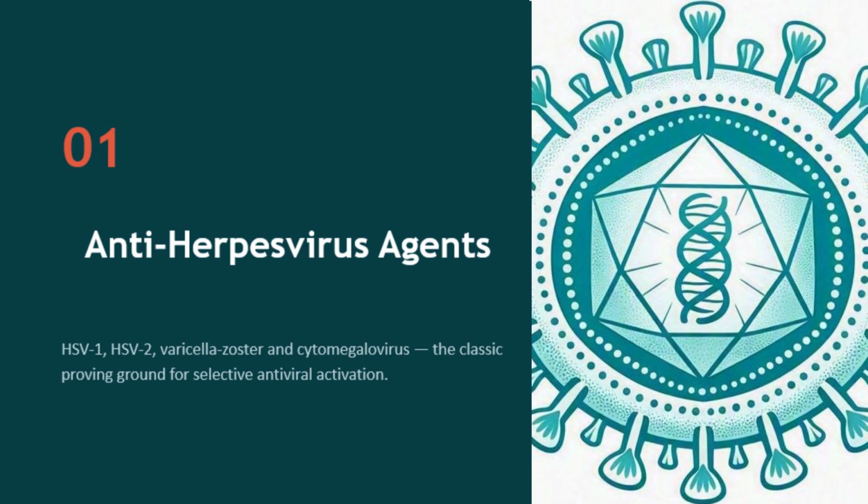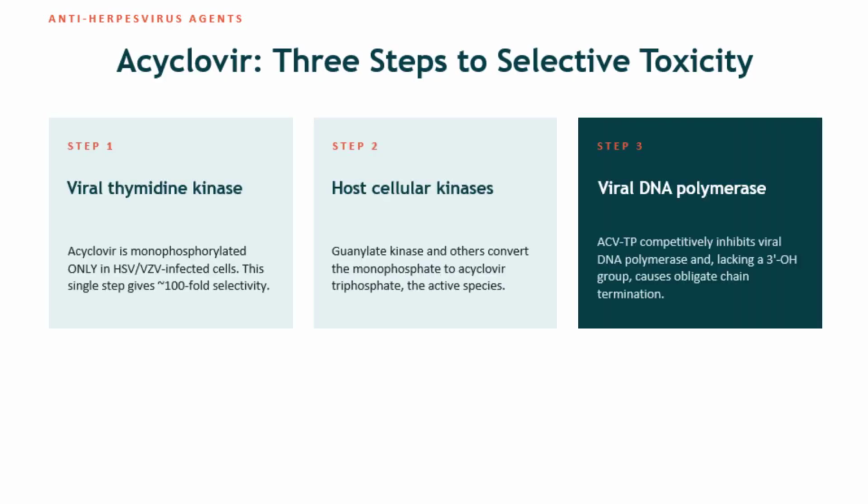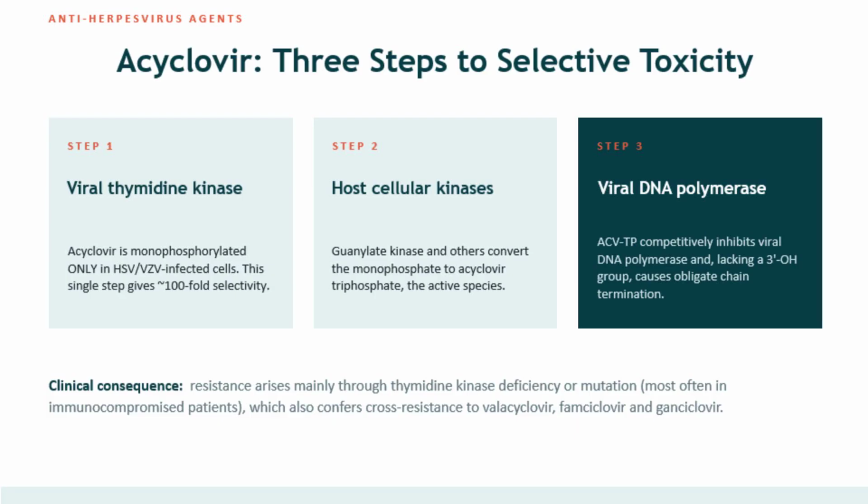Let's look at acyclovir. If you remember one mechanism from this whole video, make it this one. Acyclovir arrives as an inactive prodrug. Step 1, viral thymidine kinase adds the first phosphate, and here's the key. That enzyme only exists in infected cells. That single step buys us roughly 100-fold selectivity.